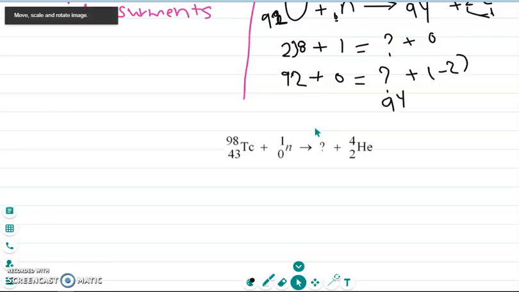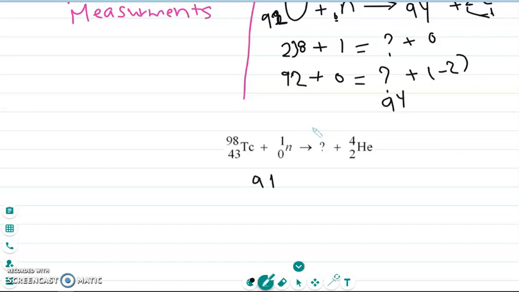Okay, so same concept, 98 plus 1 is 99. And here we have what? Plus 4. So we got the top part is 95 basically.